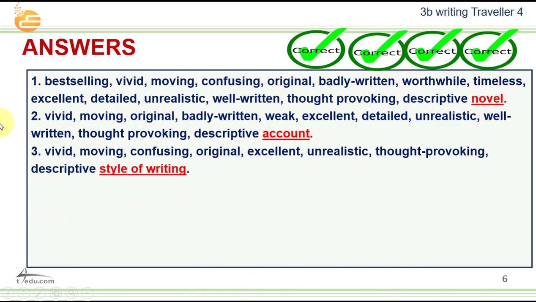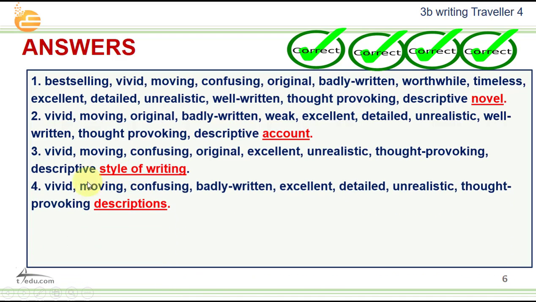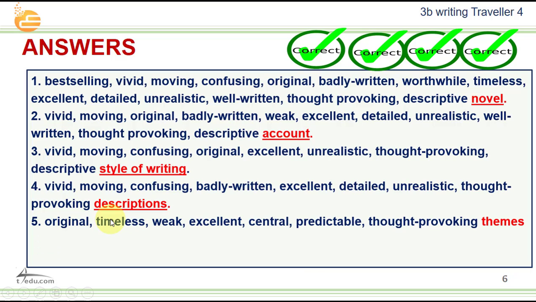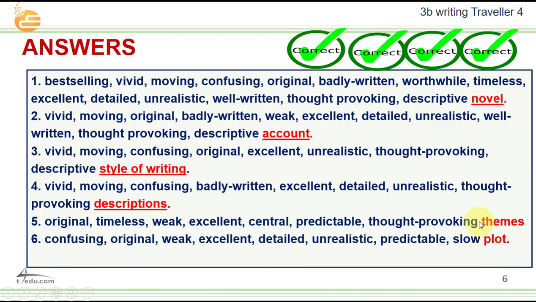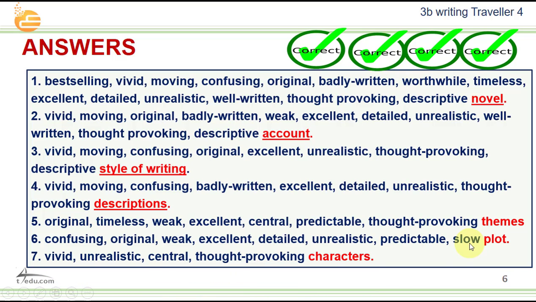With style of writing, we can say vivid, moving, confusing, original, excellent, unrealistic, thought-provoking, and descriptive style of writing. With descriptions, we can say vivid descriptions, moving descriptions, confusing, badly written, excellent, detailed, unrealistic, thought-provoking descriptions. With themes, we can say original themes, timeless, weak, excellent, central, predictable, thought-provoking. And with plot, we can say confusing, original, weak, excellent, detailed, unrealistic, predictable, and slow plot. With characters, we can say vivid, unrealistic, central, thought-provoking.